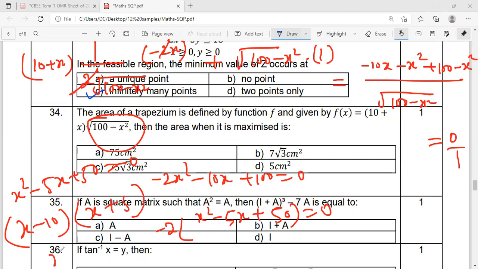So there are 2 values of x. x can be 10 and x can be minus. Oh, we made a mistake because when we take negative 2 common, this should be positive and this should be negative. Avoid mistakes.